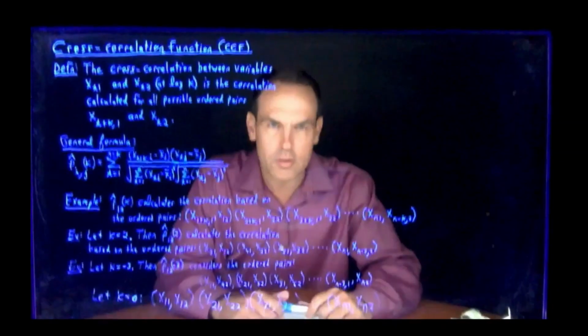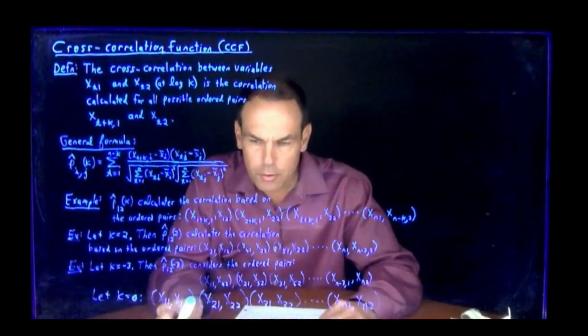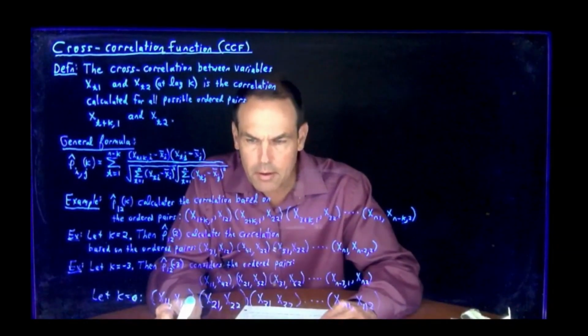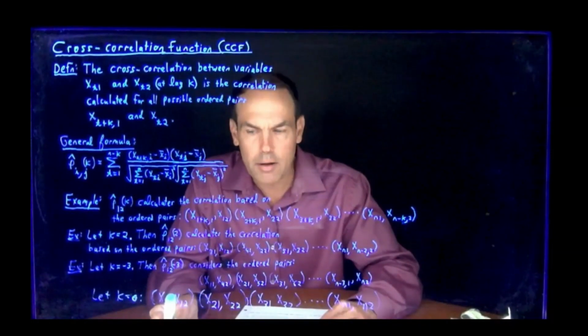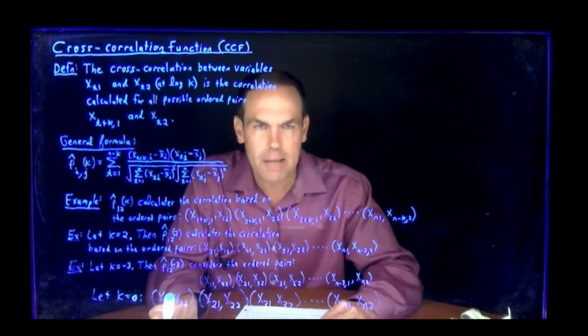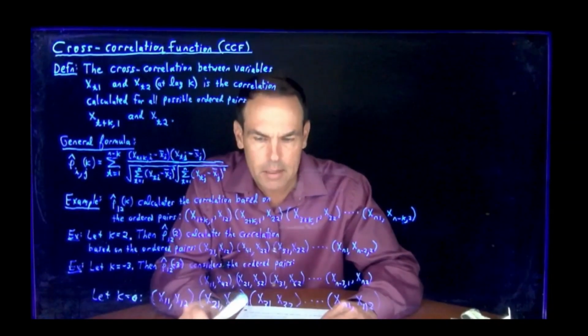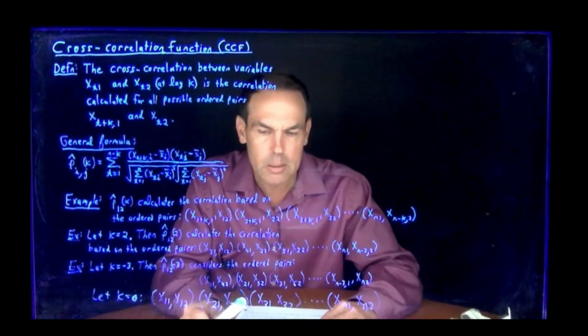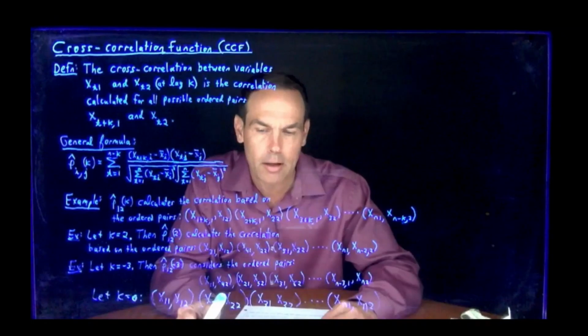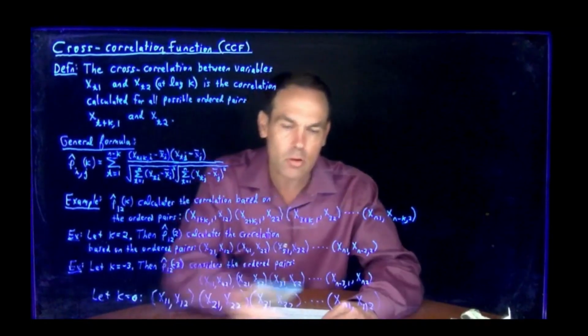So in other words, there's no lag. Variable 2 is paired with variable 1 at the very same time point, 1 and 1. Second order pair, same type of thing. Variable 2 is paired with variable 1 at the very same time point. Here that time point is 2, and so on.